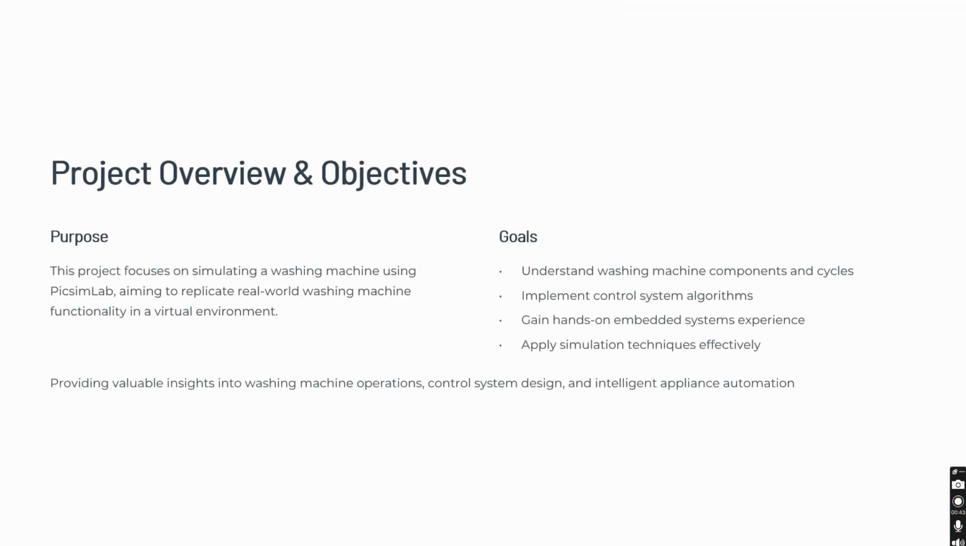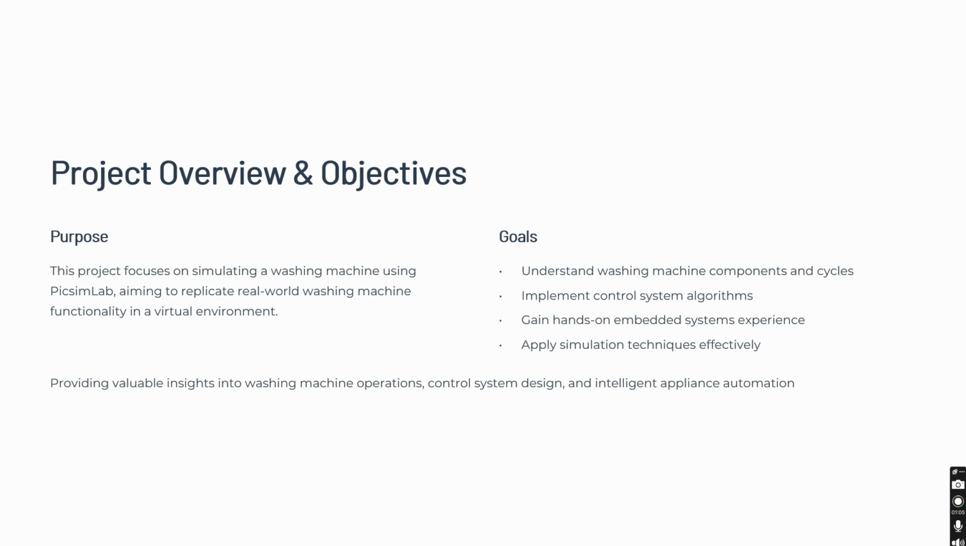This project was designed with the primary intention of simulating the core functionality of a washing machine in a safe virtual environment using Picsimlab. The simulation models how an actual washing machine operates, including program selection, water level configuration, start and stop functions, wash, rinse, and spin cycles, safety features, and user feedback.